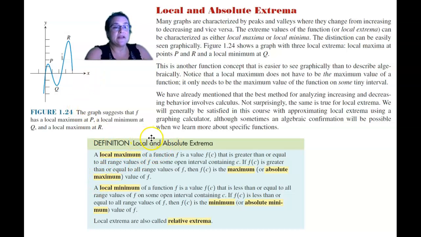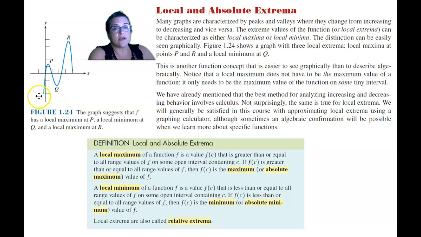Okay, then the definition goes on to say a local minimum of a function f is a value f of c that is less than or equal to all range values of f on some open interval containing c. If f of c is less than or equal to all range values of f, then f of c is the minimum or absolute minimum value of f.